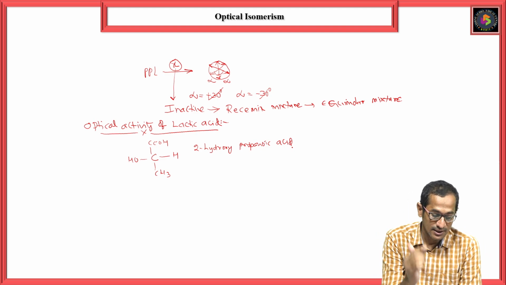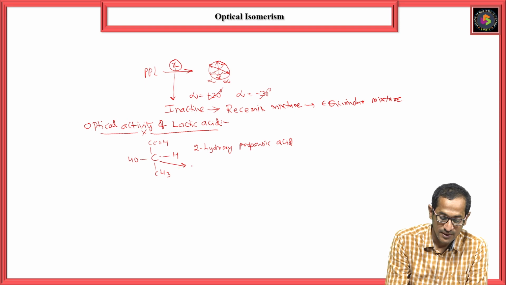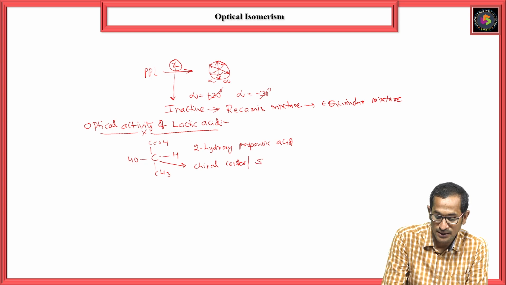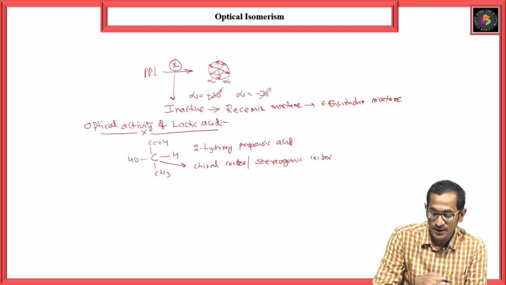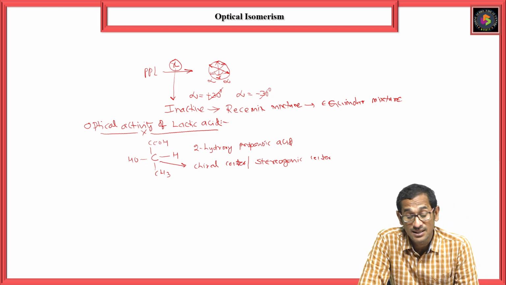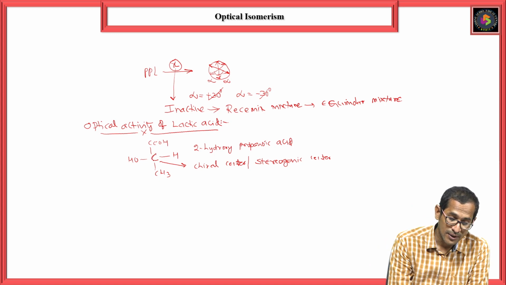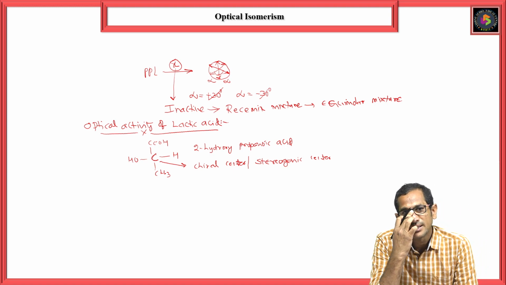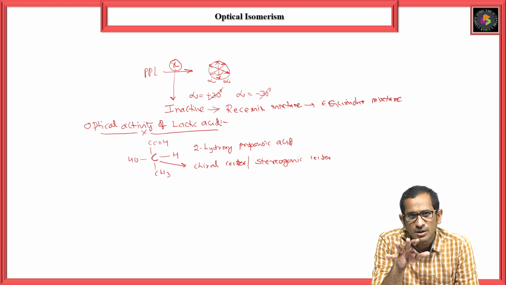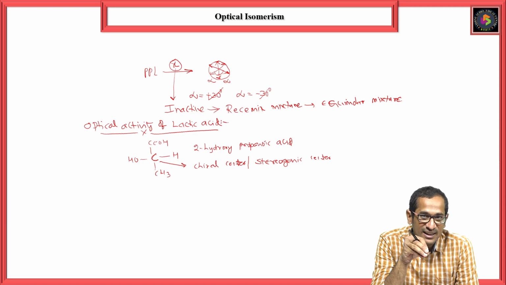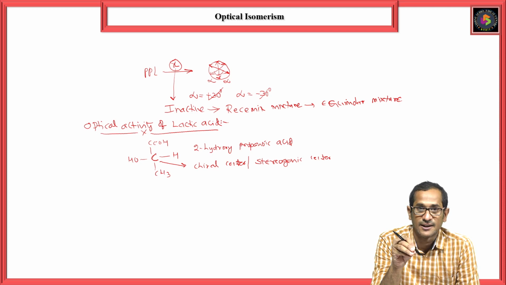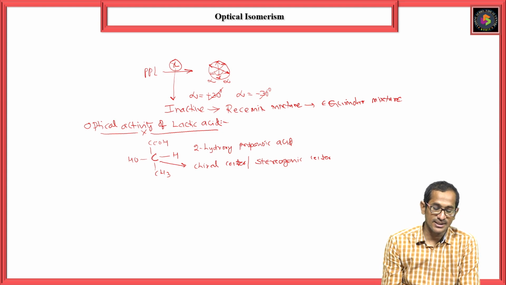2-hydroxypropanoic acid is lactic acid. Here, this is the chiral center or stereogenic center. What is a chiral center? When a carbon is surrounded by 4 different types of groups, such a center is called a chiral center or stereogenic center.